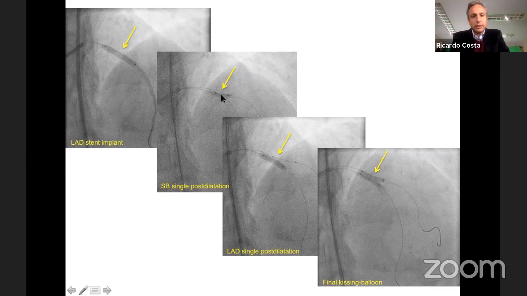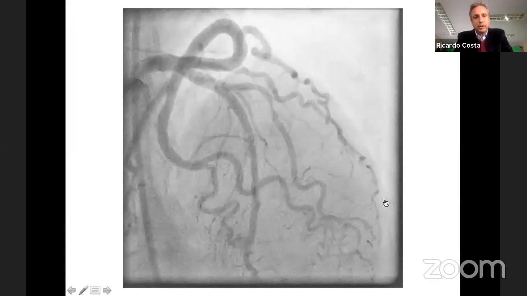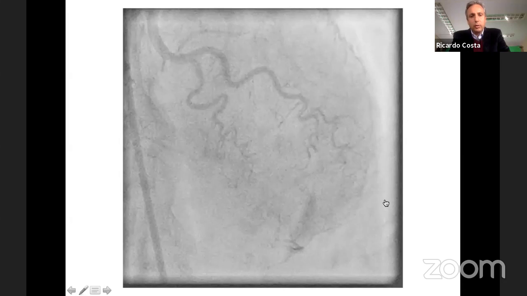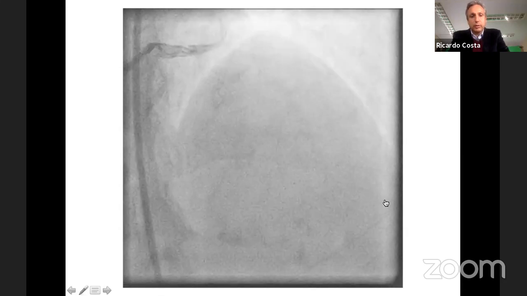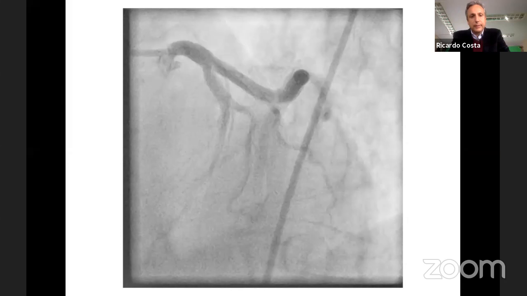recrossing, which with the first kissing, it shouldn't be any problem. Then we have the balloon post, the side branch individual post dilatation. We have the LED balloon post dilatation. Then we have the kissing. And of course, you can do the repot here. And this is the type of result you can get, a well reconstructed bifurcation with two stents.